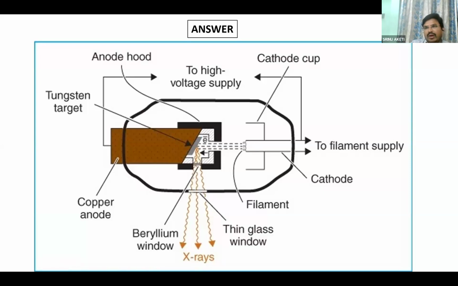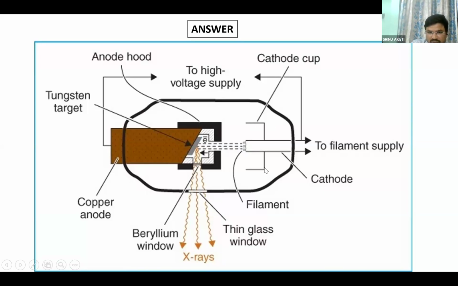If you apply 70 kilovolts, the electrons will gain 70 keV of kinetic energy. If you apply 100 kV potential difference, these electrons will gain 100 keV of kinetic energy. The high-speed, high kinetic energy electrons will travel and hit the target. I will explain that one.